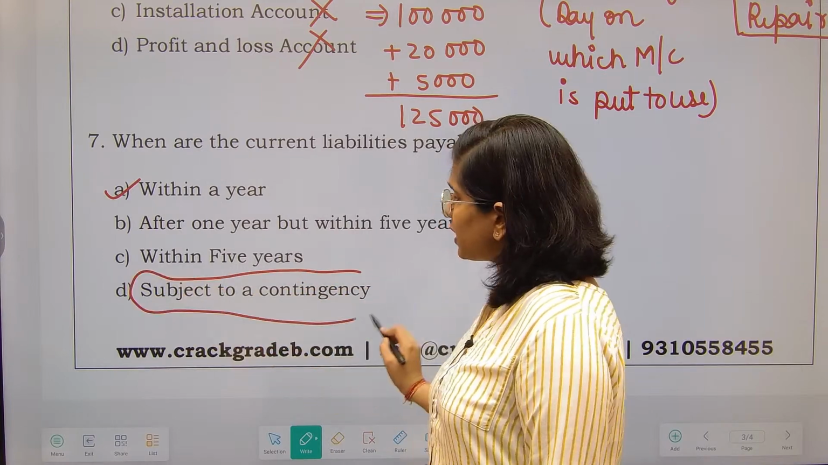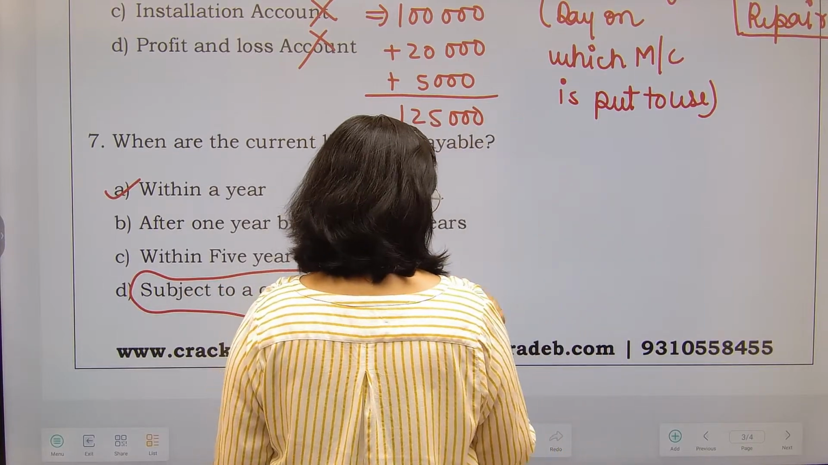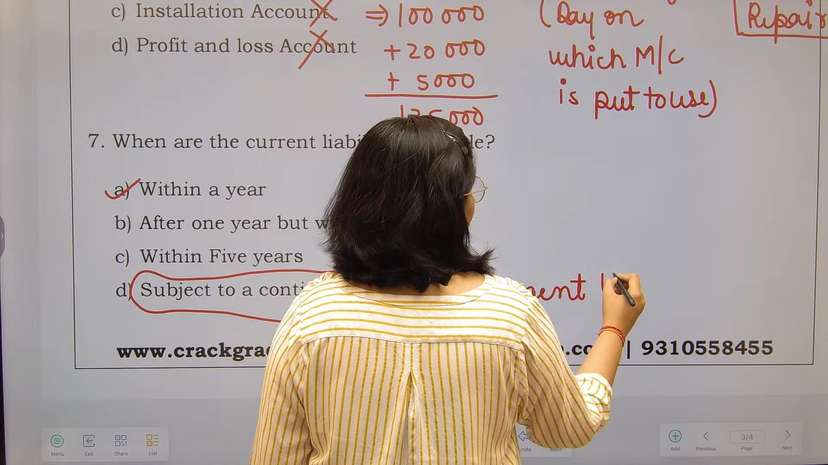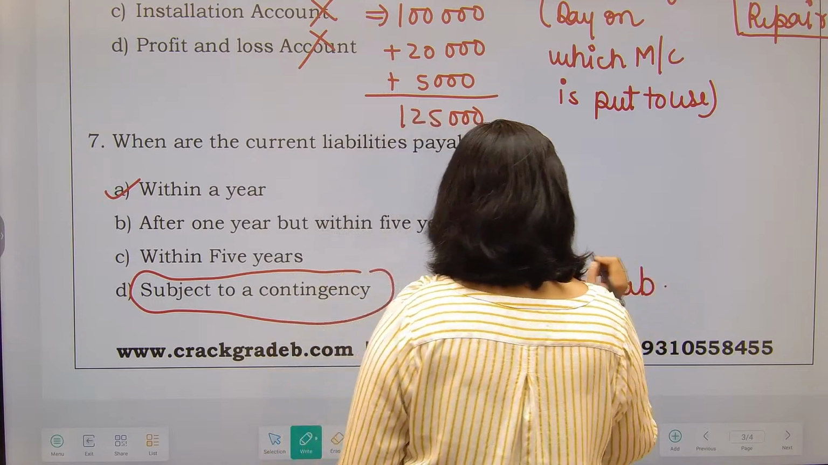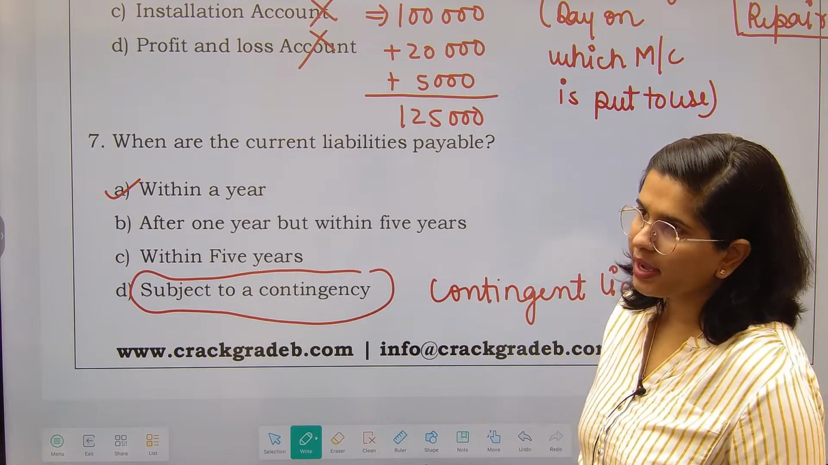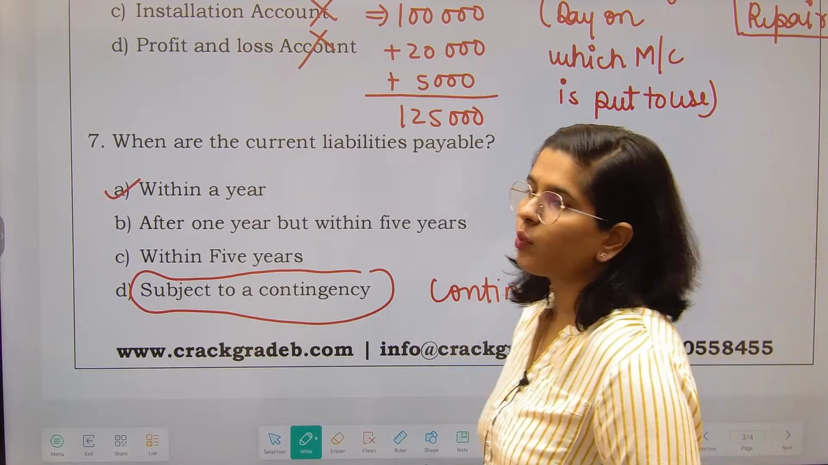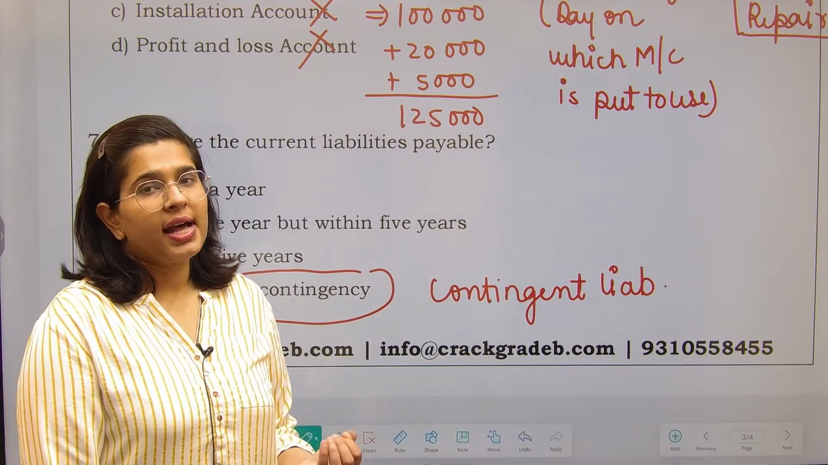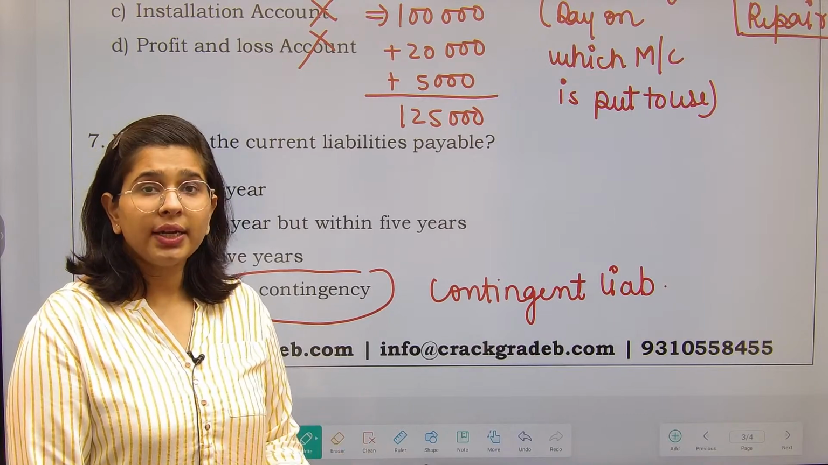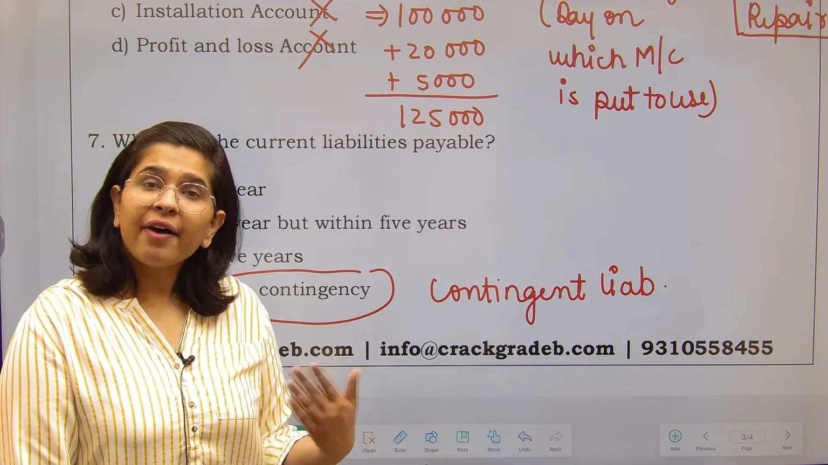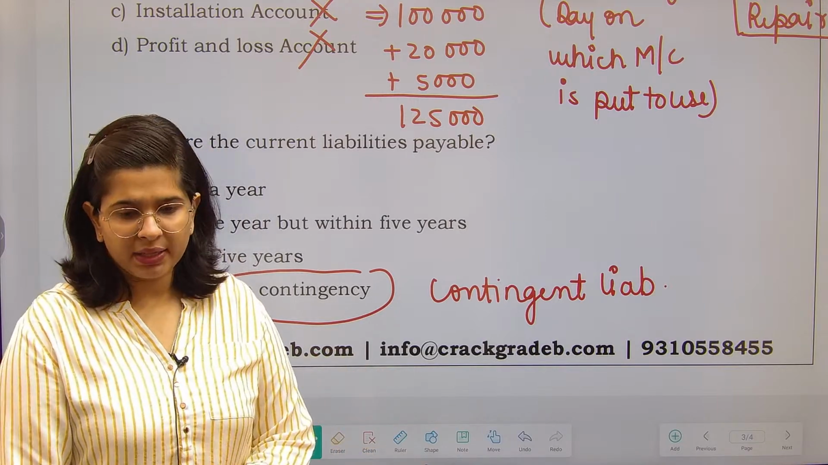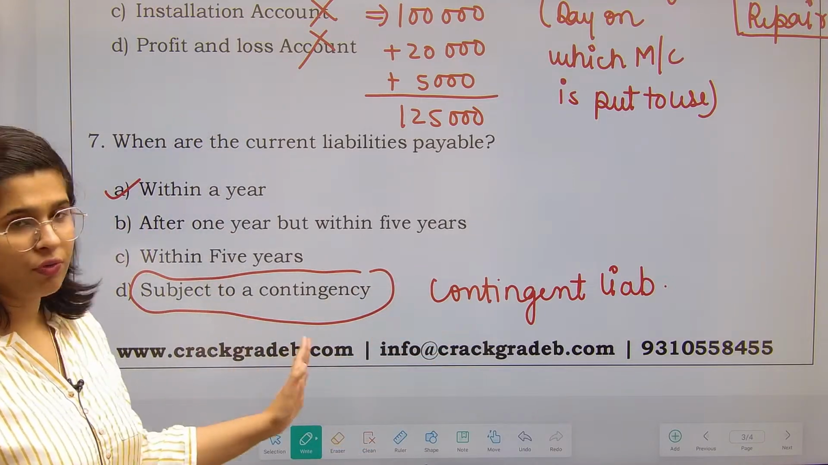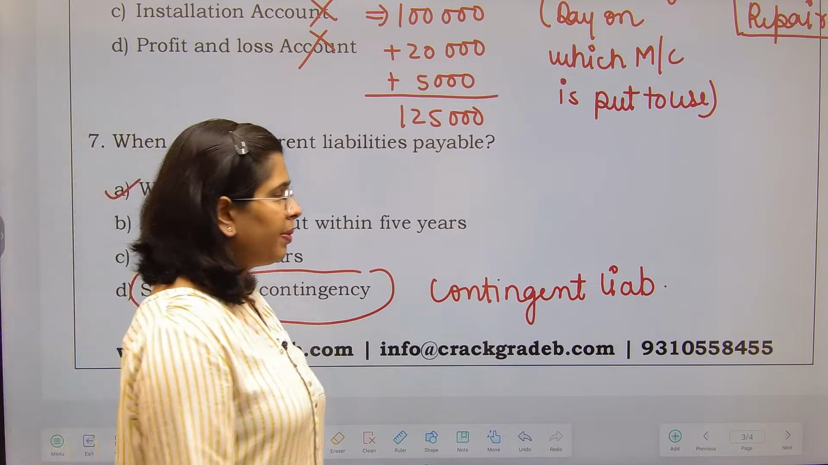Subject to contingency: such liabilities we call contingent liabilities. Suppose, for example, a court case is going on against my company and I do not know the outcome of that case. This is called a contingent liability, where I am not aware of the outcome. I might have to pay the liability, I might not. So contingent liabilities are paid on the basis of contingency, and current liabilities are payable within a year.